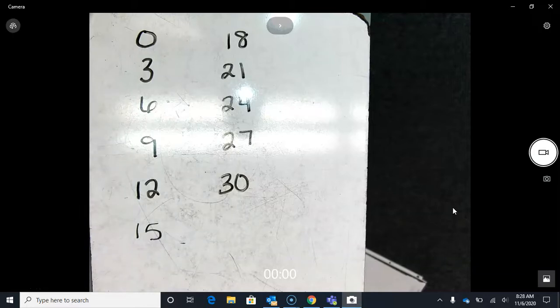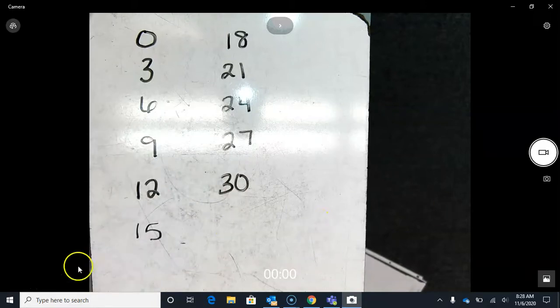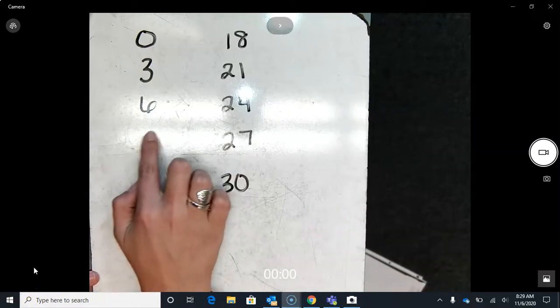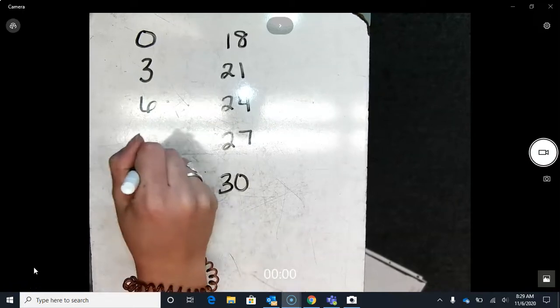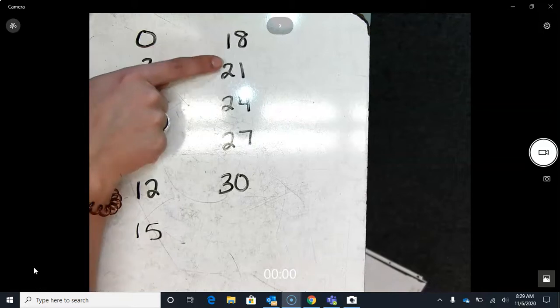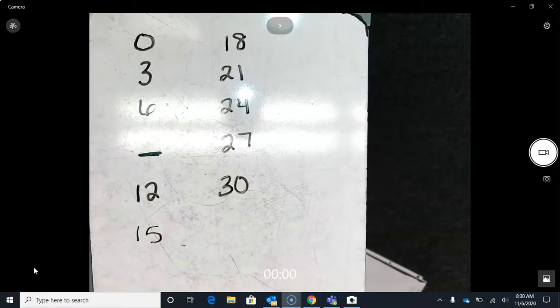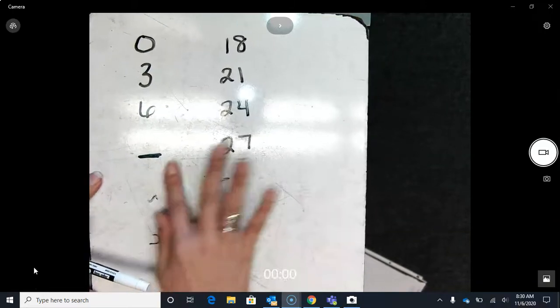Okay, we're going to skip count forward one more time, but this time I'm going to take one of our skip counting products away. Let's see if you remember that product that goes in the blank. Are you ready? We'll start with 0. 0, 3, 6, that's right, 9, 12, 15, 18, 21, 24, 27, 30. Excellent job, everybody.